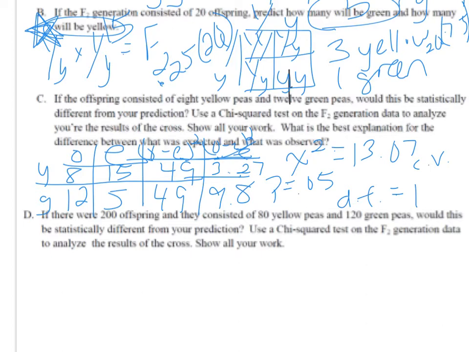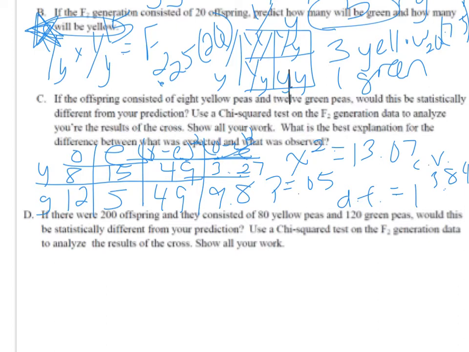Y'all can grab your formula charts to be able to have access to that chi-square table. So my degrees of freedom in this case are 1. My p-value is 0.05. So my critical value is 3.84. Okay, I don't have any more room to write, but you need to be sure you're writing the rest of your analysis. Remember, I need to compare my chi-square value to my critical value.